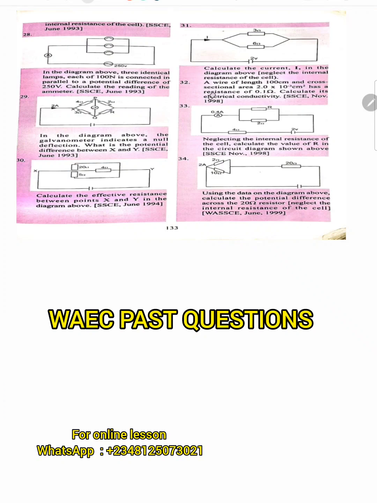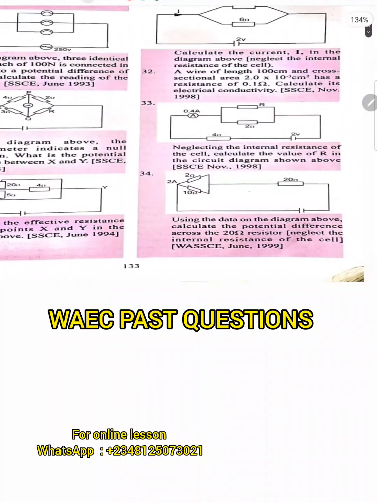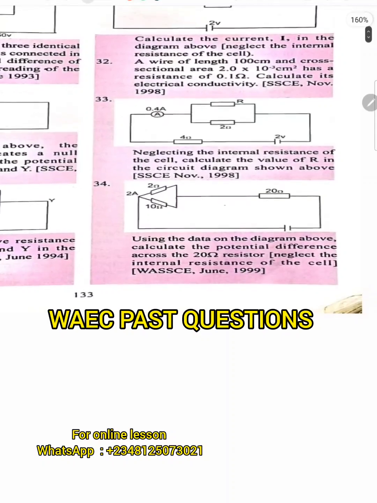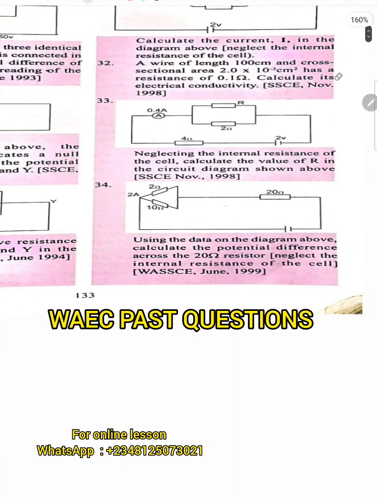This question now says a wire. So let's zoom it up so we can read clearly. Look at the one we are solving now. It says a wire of length 100 centimeter and cross-sectional area 2.0 times 10 raised to the power minus 3 centimeters squared has a resistance of 0.1 ohm. Calculate its electrical conductivity.